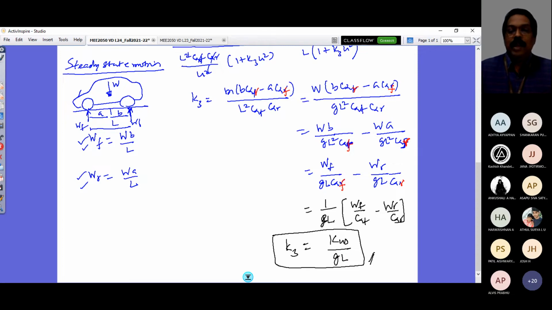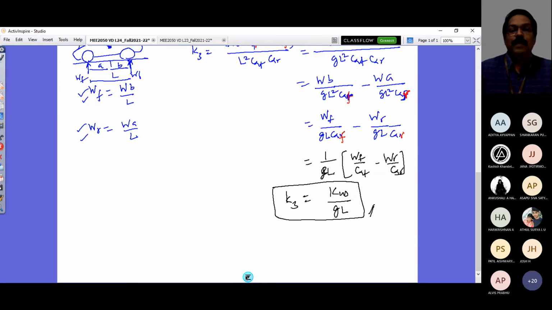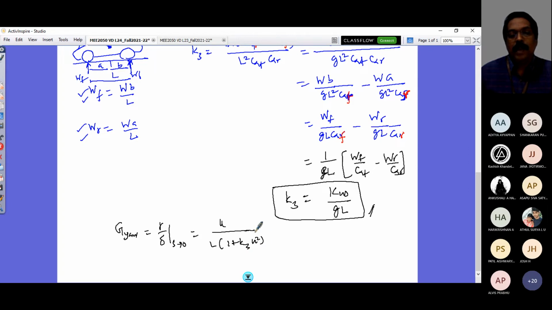So if that is so, then I can rewrite my yaw velocity gain, which is the steady state gain, this way. So it was R by delta S, as S tends to 0, that's going to be U by L into 1 plus K3 U square. You have written that. It can also be rewritten in this way.